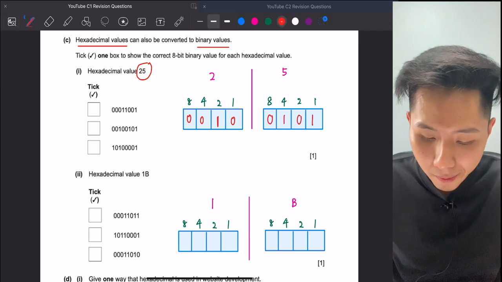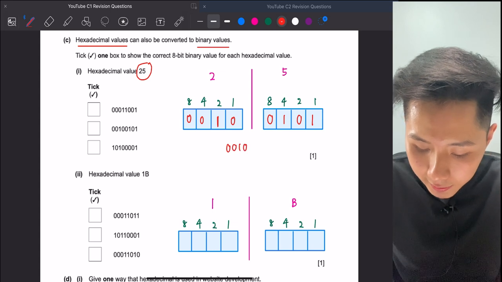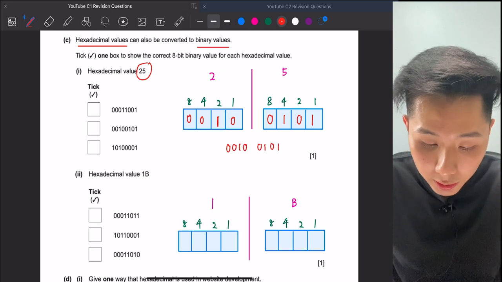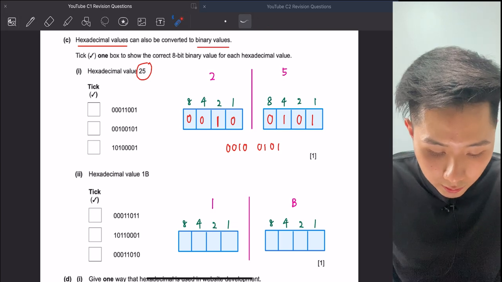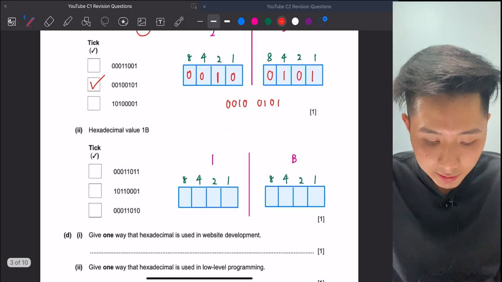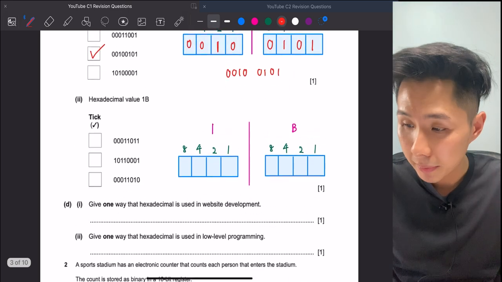So to combine it, I know that my answer is 0, 0, 1, 0, 0, 1, 0, 1, which is 0, 1, 0, 0. So this is the answer, right? So here we go, 1 mark. So the second one is 8b.